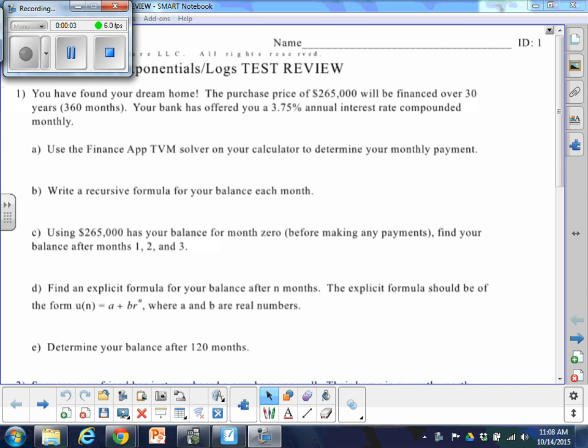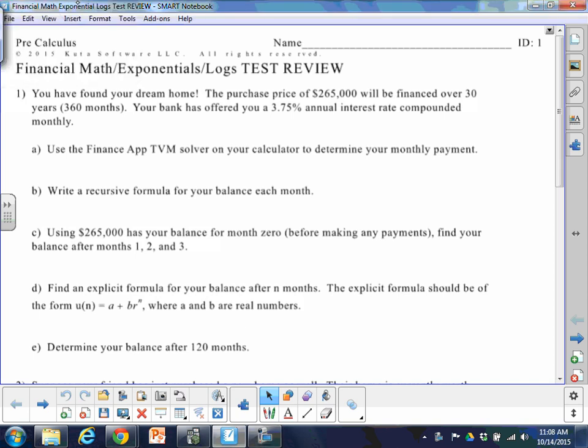Okay, this is the pre-calculus financial math, exponentials and logs test review. I want to give some of the solutions to this here. So there was a beginning problem about finding your dream home.